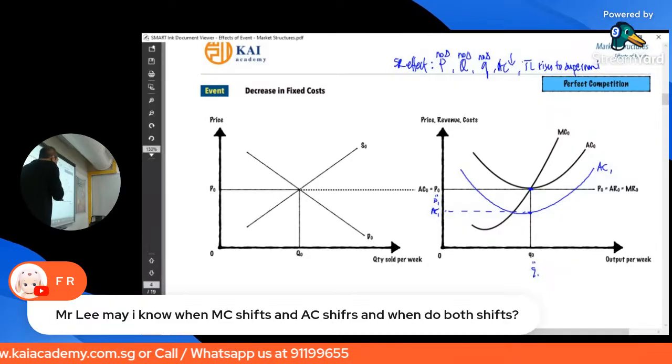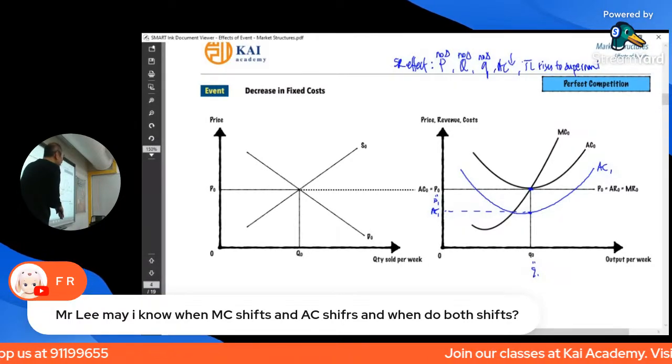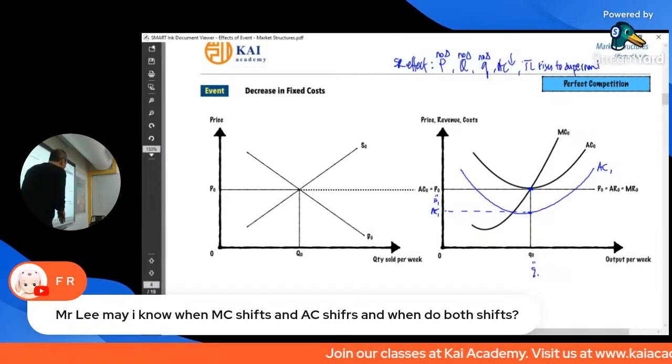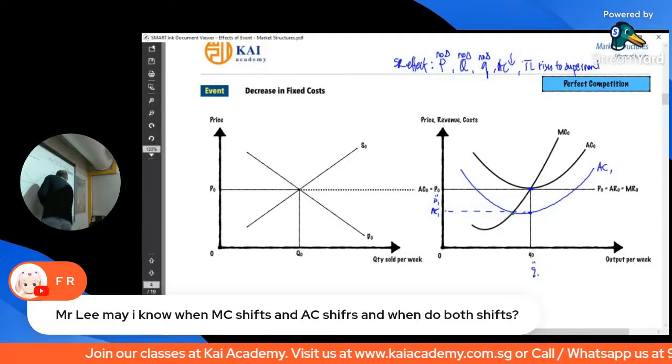The fall in price, because the firms are price takers, must eventually get all the firms to end up earning normal profit, right? And where is normal profit? Normal profit must be at this point.